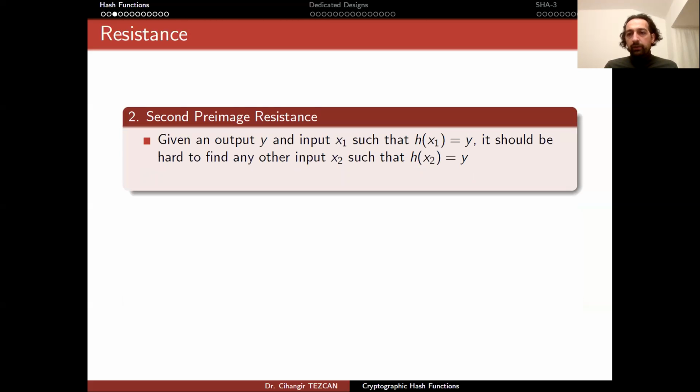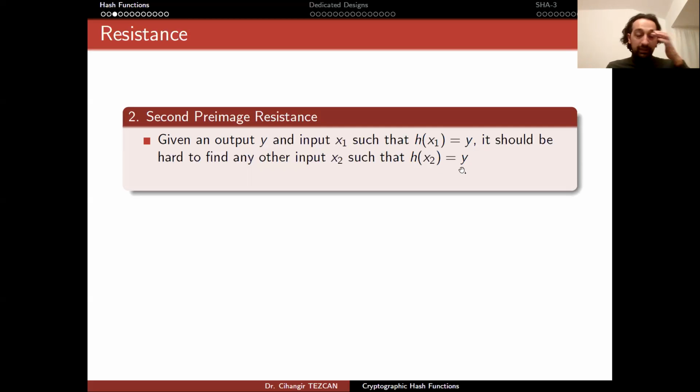The second thing we require for a hash function to be a cryptographic hash function is second pre-image resistance. Given an output y and an input x1 such that h(x1) equals y, it should be hard to find any other input x2 such that h(x2) still gives you the same output y. So in this picture, you have an input x1, you know it, and you can also compute the hash of it, so you know y. So you are given x1, a hash function and y. Now we are asking you to find another input, different from x1, that still gives you the same output.